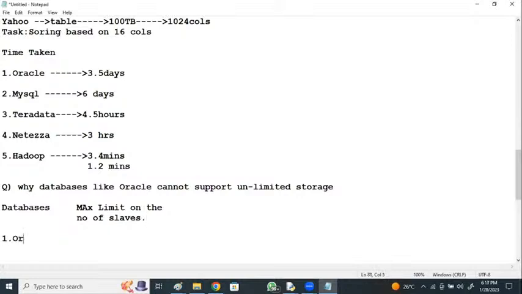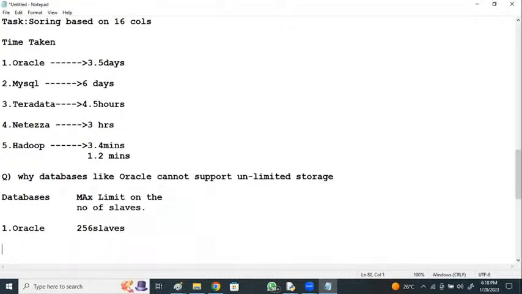Take Oracle, for example. It can have a maximum of 256 slave systems. Beyond that, it cannot support data. Once these 256 slave systems get filled, it cannot support data further. MySQL can support only 54 slaves.